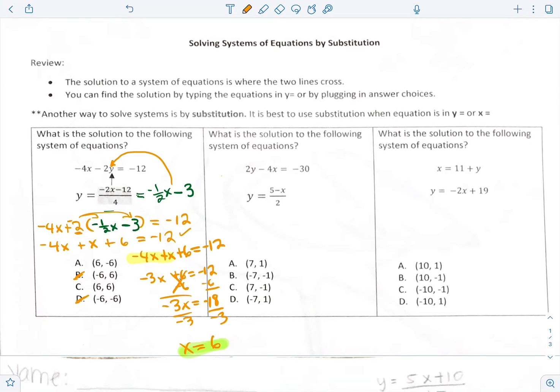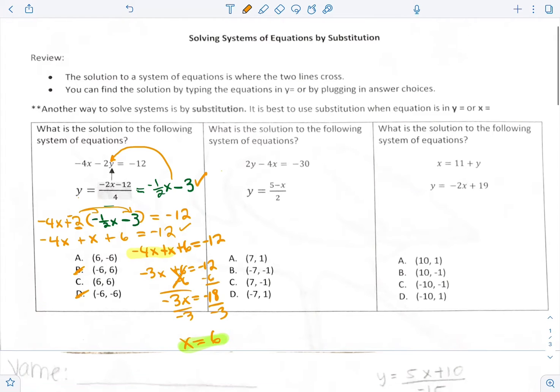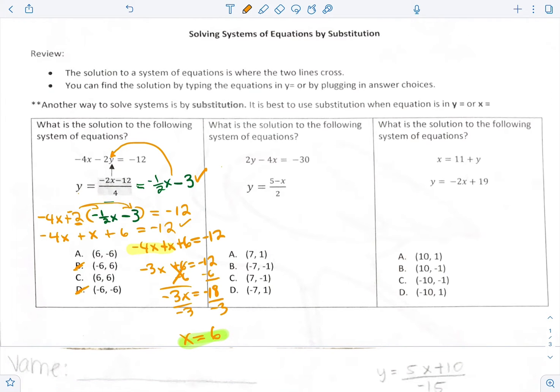B and D. To find y, we already know that y is equal to negative 1/2 x minus 3. So we're just going to substitute 6 for x and simplify. So that's y equals negative 1/2 times 6 minus 3. And when you plug this in your calculator, what you should get is negative 6 for y, giving us an answer of A.